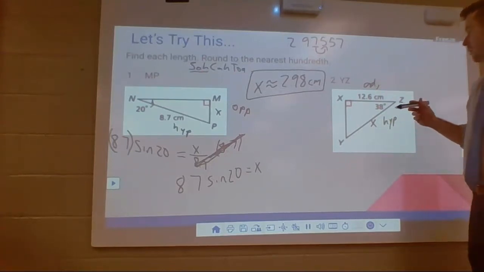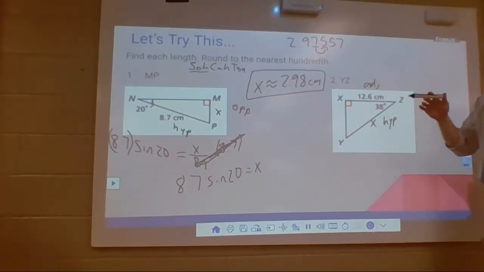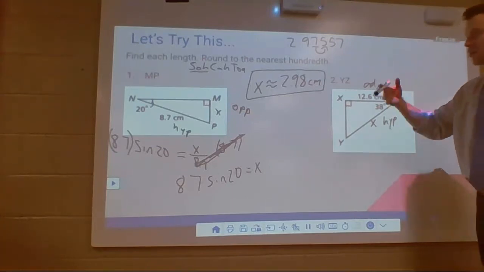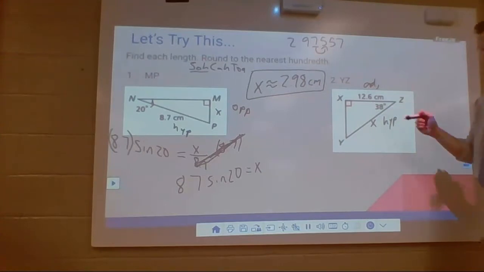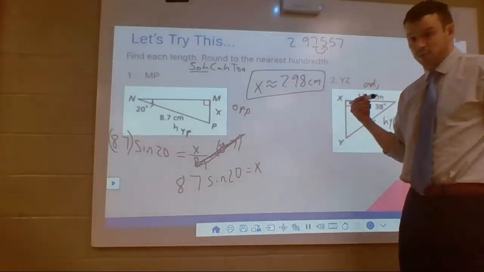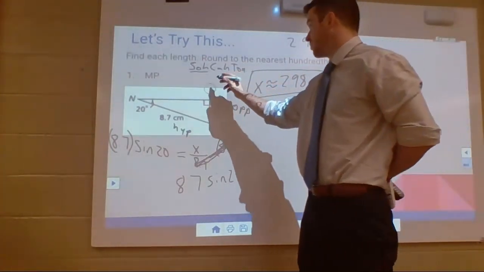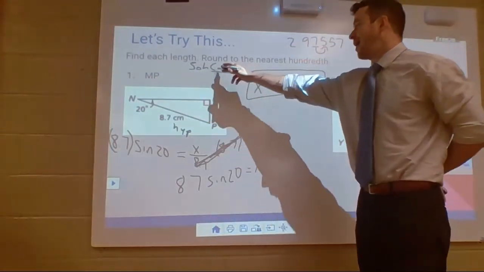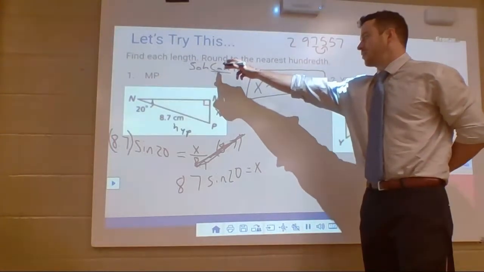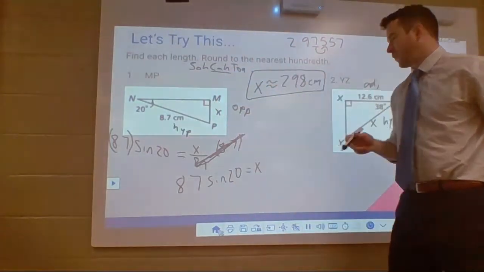So, what are we going to use? Are we going to use sine, cosine, or tangent? Think about it. Which one involves adjacent and hypotenuse? Well, that's right. It's cosine, isn't it? We're going to use cosine, because cosine is A over H, adjacent over hypotenuse.